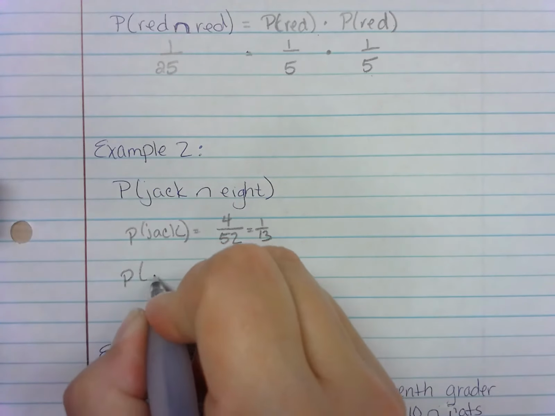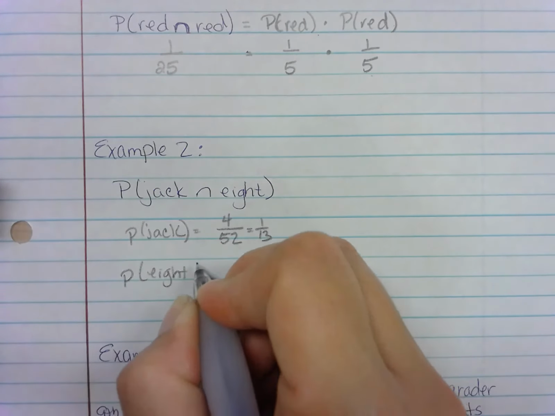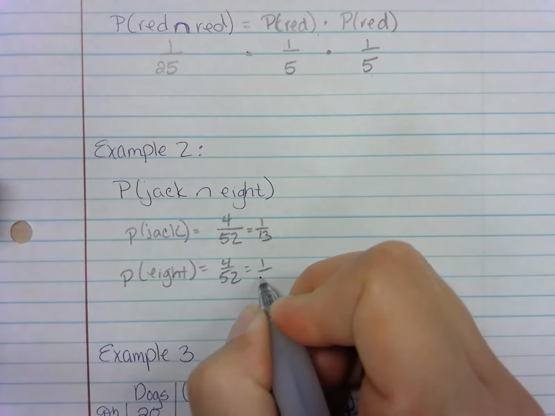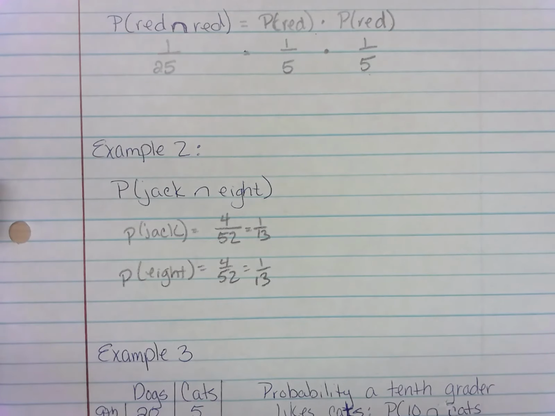And the probability that you draw an 8, how many 8s are there? Well, there are 4 8s in the deck out of 52 cards. That also simplifies to 1 over 13.